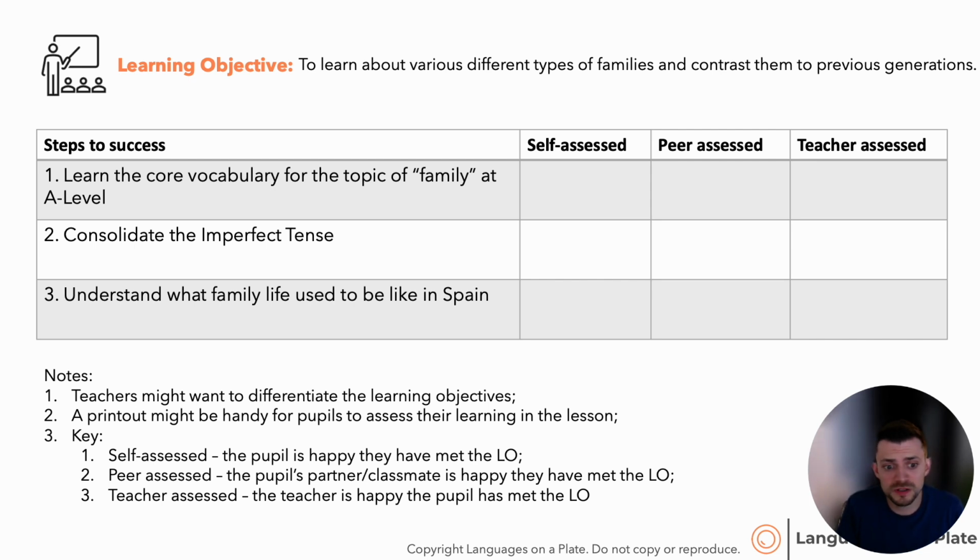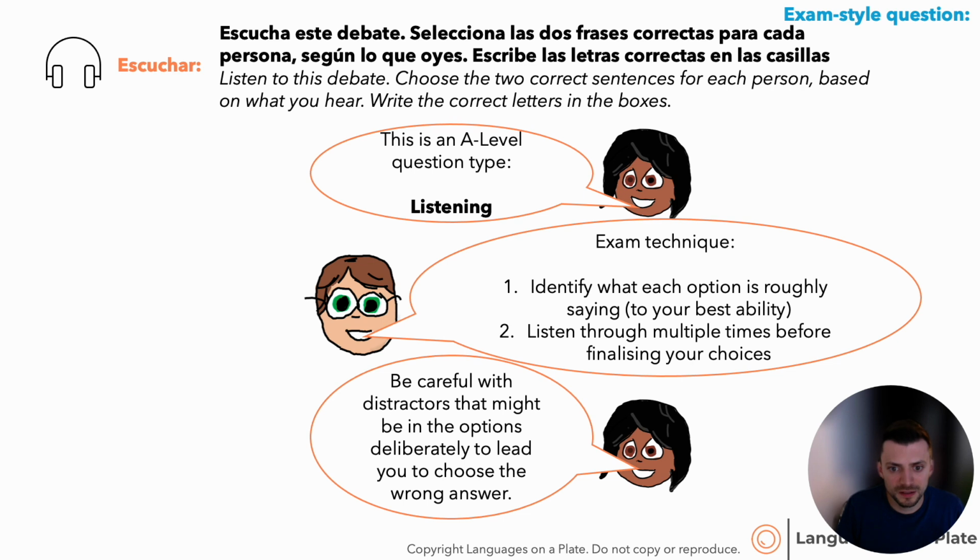And some of them might also feel comfortable for lesson objective 3, which I don't think we're quite ready for, as that's the final one, but they might feel like they understand what family life used to be like in Spain at this point. Again, before I'm doing another exam style question, I like to go through how the question works, what are potential pitfalls, what do we need to look out for, is there any signposting, any distractors that could ruin things for us.